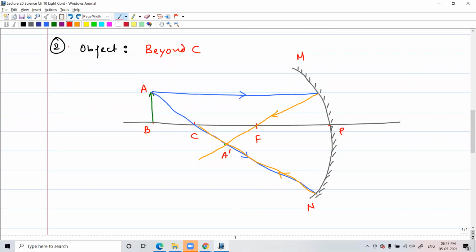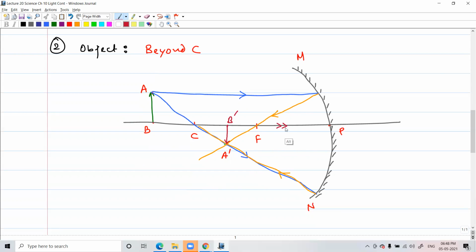All right. So your object, where is it? It is at A dash, and the foot of this object will be exactly on the principal axis. Here you can call it B dash. And just draw a ray.